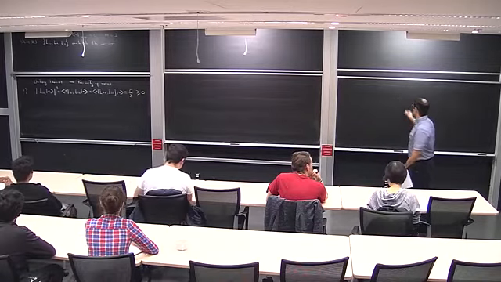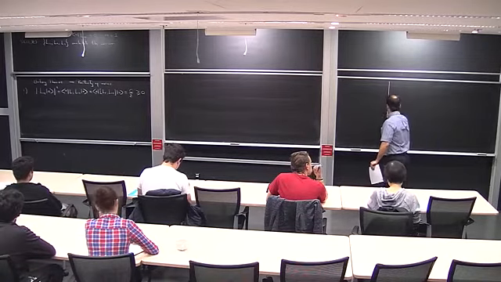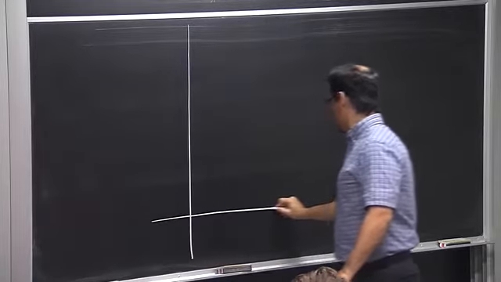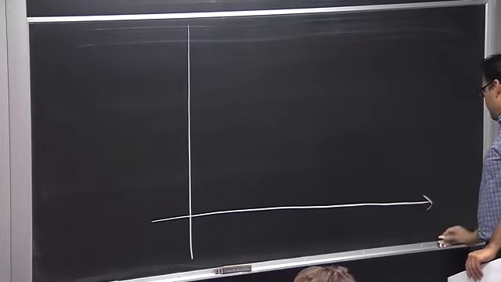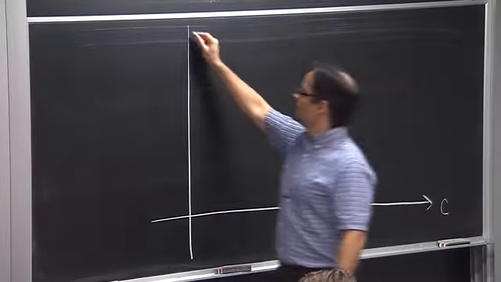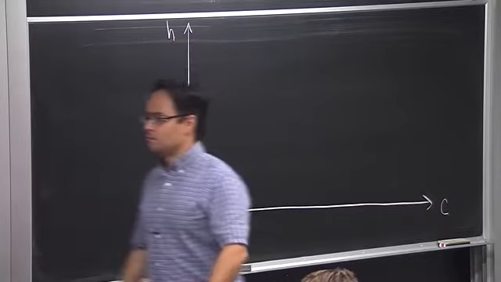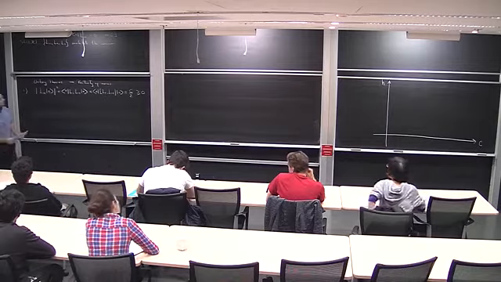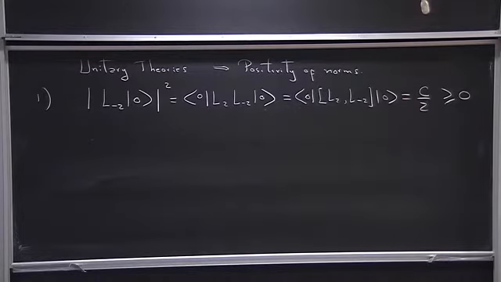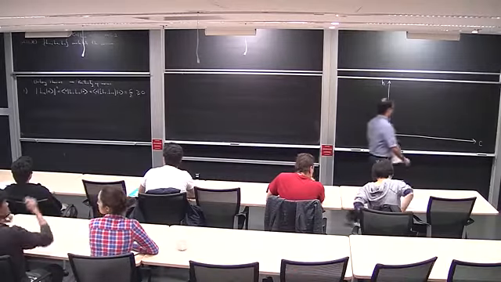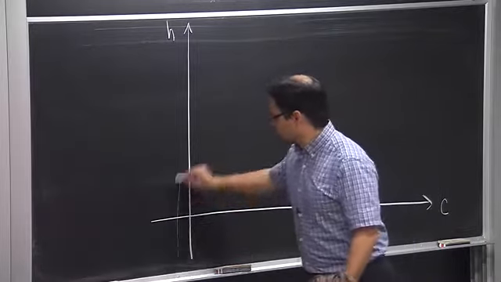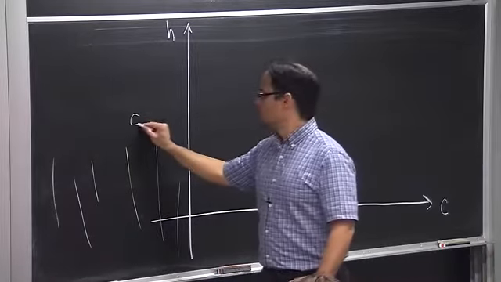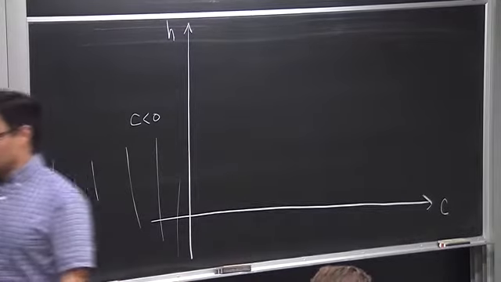So we're going to try to make a plot of the constraints imposed by unitarity on the possible values of the central charge and on the conformal weights of our states. So right now, we know that we can discard all this, which is a region of negative central charge.